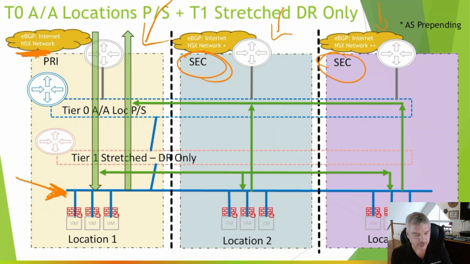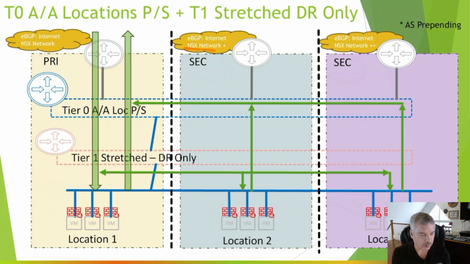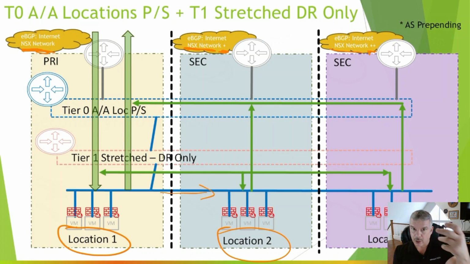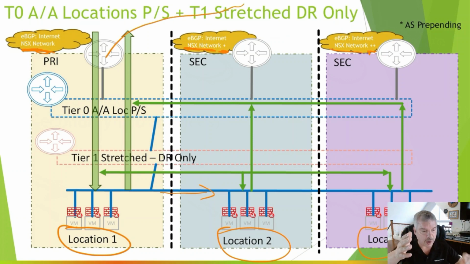So in my picture here, you see NSX network with a plus sign, NSX network with a plus plus sign, right? And over here, NSX network. So what I'm saying here is location 1 is advertising out the blue network at the most efficient cost. Location 2 is advertising the NSX blue network at a higher cost. And location 3 is advertising the blue network at an even higher cost. So everybody from the internet is going to want to come in through location 1. That's kind of how we're going to control the traffic.